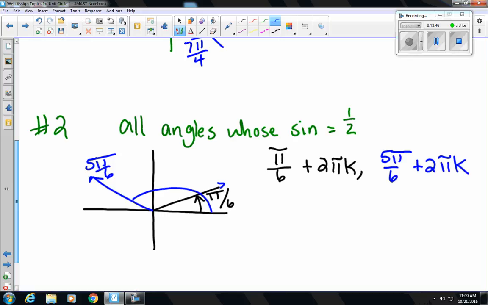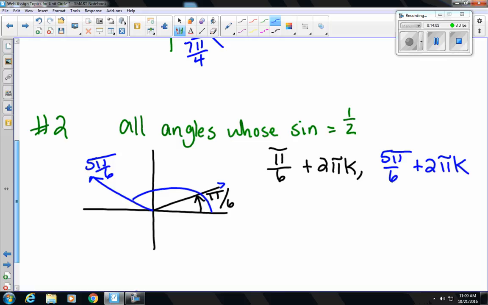Okay, what does 2 pi stand for in the unit circle? A full rotation. What does k mean? The number of rotations. So if I say 2 pi k, where k is 1, that means 1 rotation. If I say 2 pi k, where k is 2, that means 2 rotations. Let's be right back at the same spot.